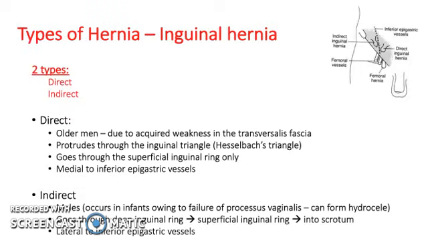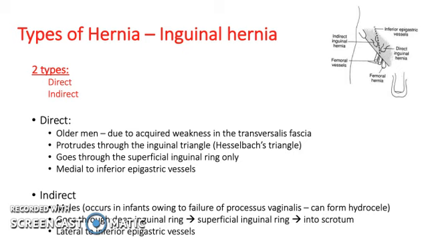Let's talk about the types of hernia. The first type we're going to talk about is an inguinal hernia. We have two types, direct and indirect. For a direct hernia, older men usually acquire it due to an acquired weakness in the transversalis fascia.